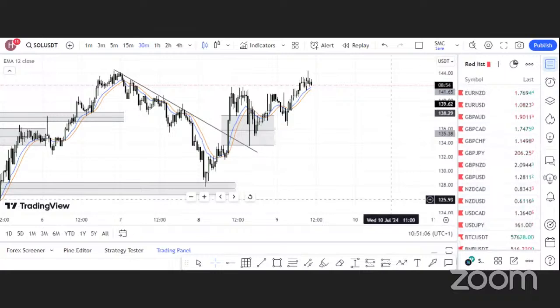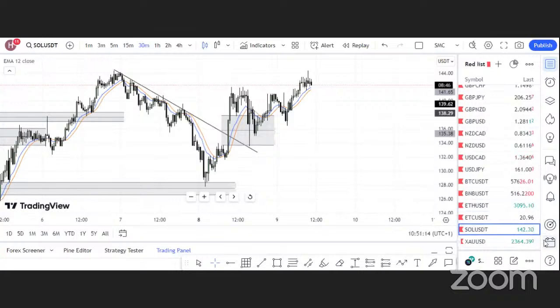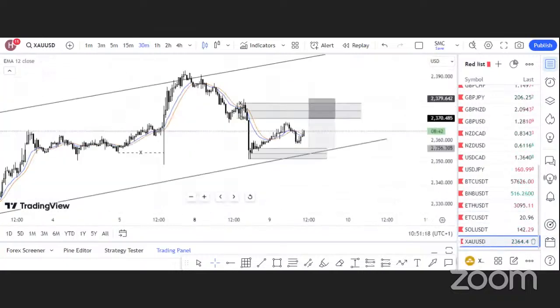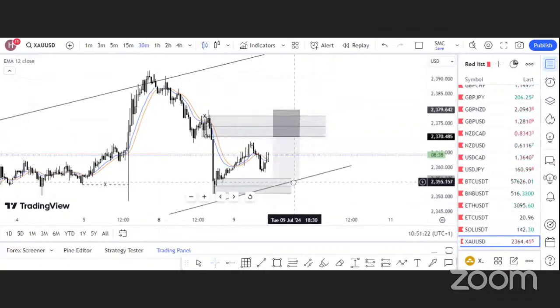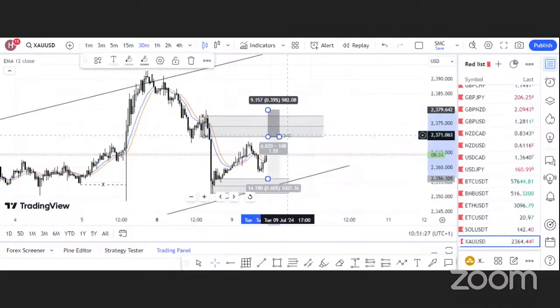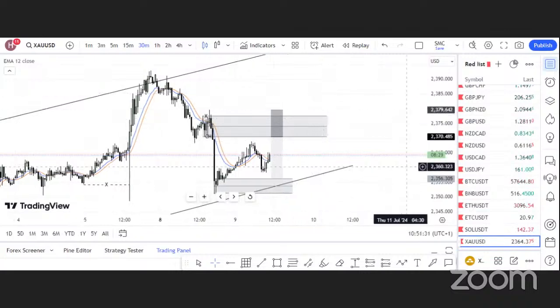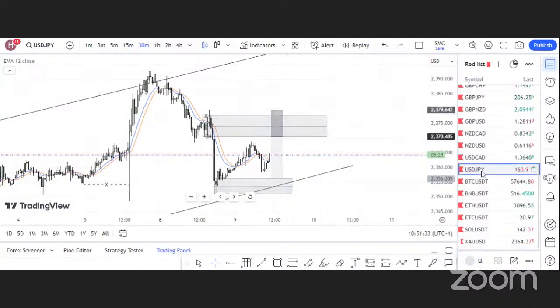All right. So let's analyze maybe one or two more pairs before we end our session for today. Now let's go back to XAUUSD. I think we had an analysis on XAUUSD. Okay, yes, we had an analysis, but the market is still struggling to get to our point of interest. All right. So let's analyze USDJPY.